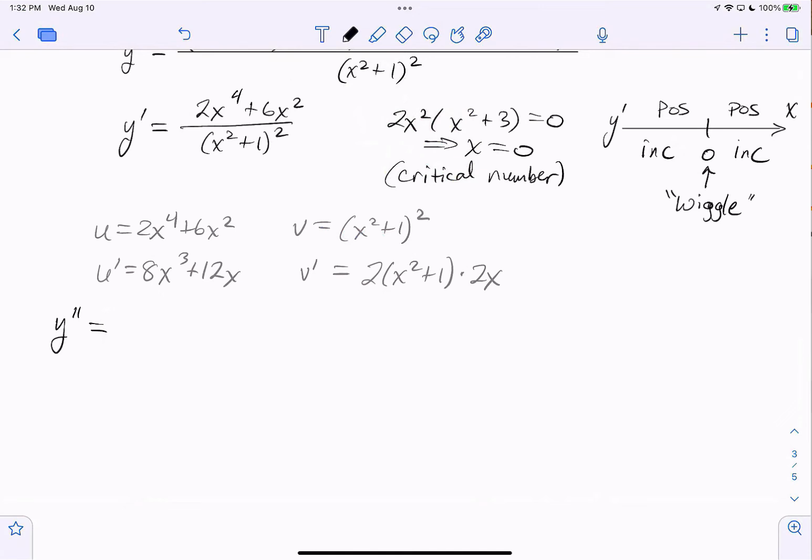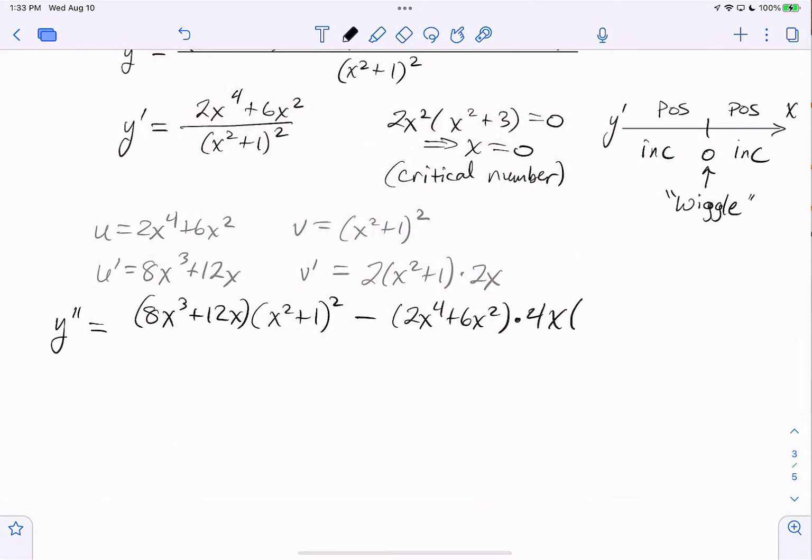So u prime v is going to give me 8x cubed plus 12x times x squared plus 1, the quantity squared. And then u v prime is going to give me 2x to the fourth plus 6x squared. I'm going to multiply 2 by 2x to get times 4x, and then leave x squared plus 1 factored. You'll see why in just a minute. And then our denominator is going to be x squared plus 1 squared, so to the fourth power.